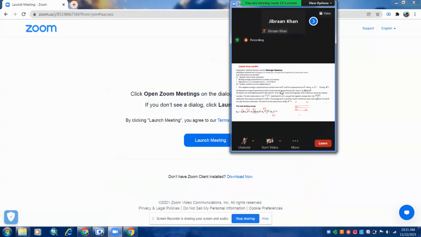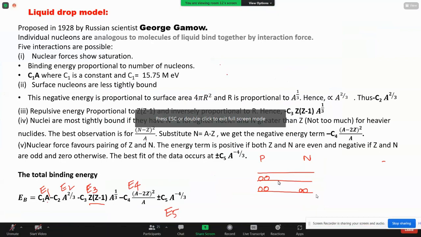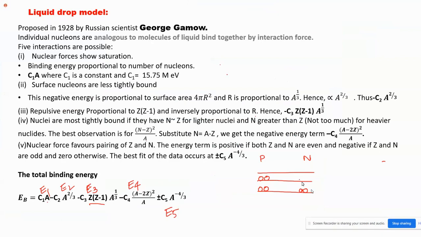Protons are there, so they will be filled like this in particular energy levels. And suppose 6 neutrons are there, so they will be filled like this in pairs. So this nuclear force favors pairing of Z and N. The energy term is positive if both Z and N are even.